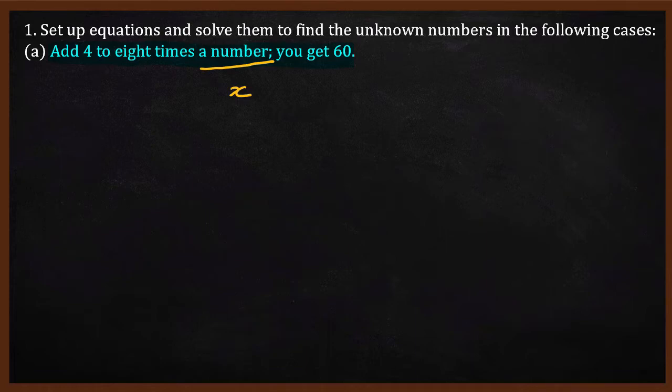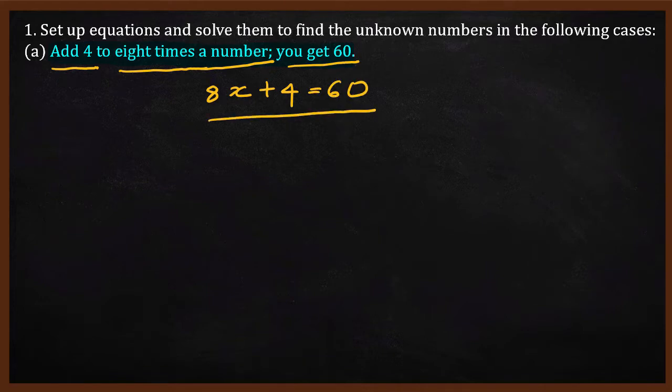And then let's look at the next step. 8 times a number. So what is 8 times a number? It is 8 multiplied by x. Then we are saying add 4. So it will be 8x plus 4. And then you're saying you get 60. So it will become equal 60. So this is how we get the algebraic equation. So we started with a number. So that's 8x, 8 times a number. You added 4 to it. So that's 8x plus 4. And then you get 60. So now we have the equation.